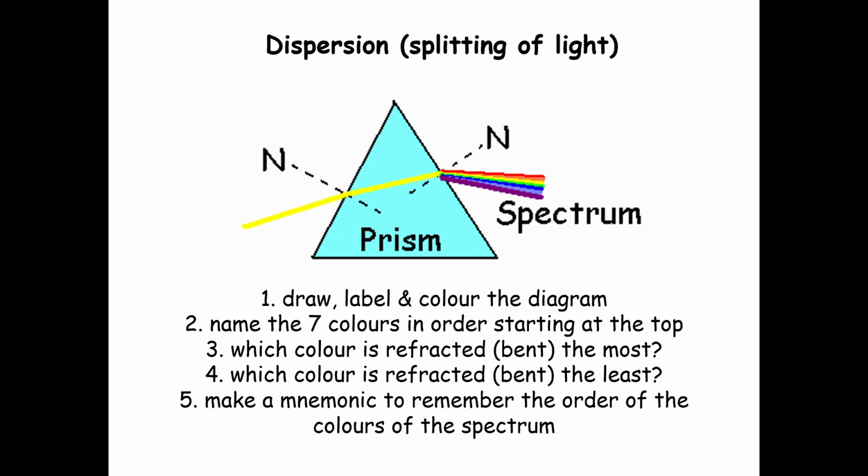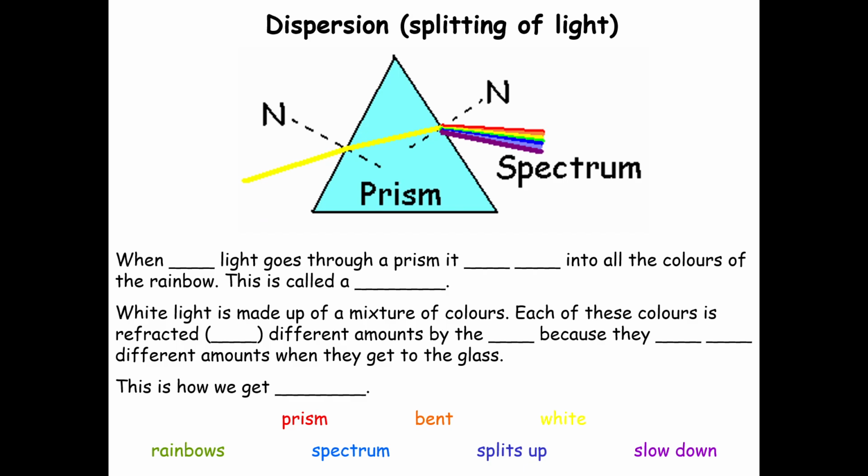The 7 colours, you've got your red, orange, yellow, green, blue, indigo, violet. The one that's being bent the most is the violet, and red is being bent or refracted the least. And a mnemonic, that could be anything that you've come up with to remember those orders of Roy G. Biv, whichever way it works for you.